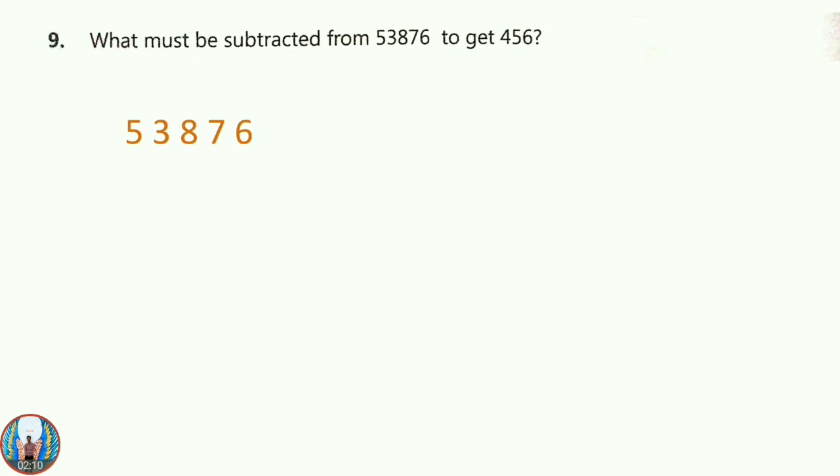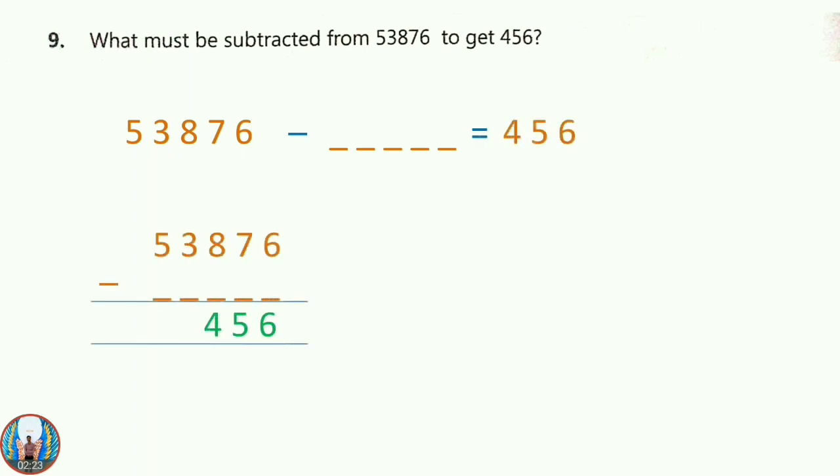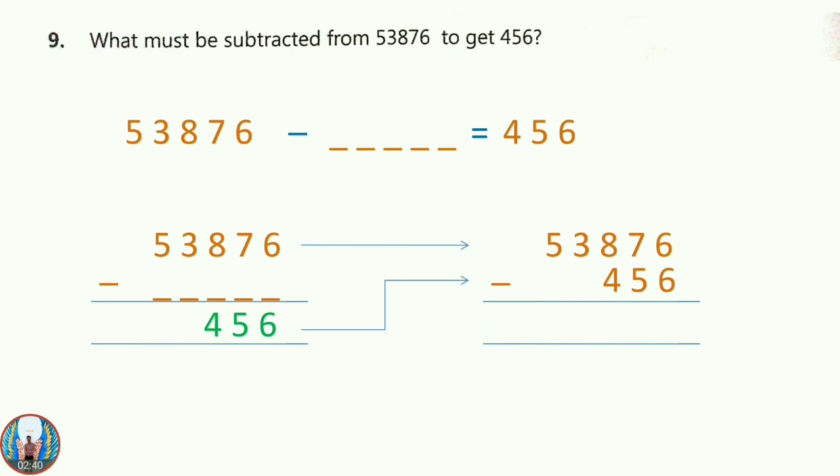What must be subtracted means we are going to subtract a number from 53,876 to get 456. We can write it like this. It means we have to find out the subtrahend. For finding the subtrahend, first we write the minuend on the top, and then we subtract the difference from the minuend to get the subtrahend. Now 53,876 minus 456 equals 53,420.